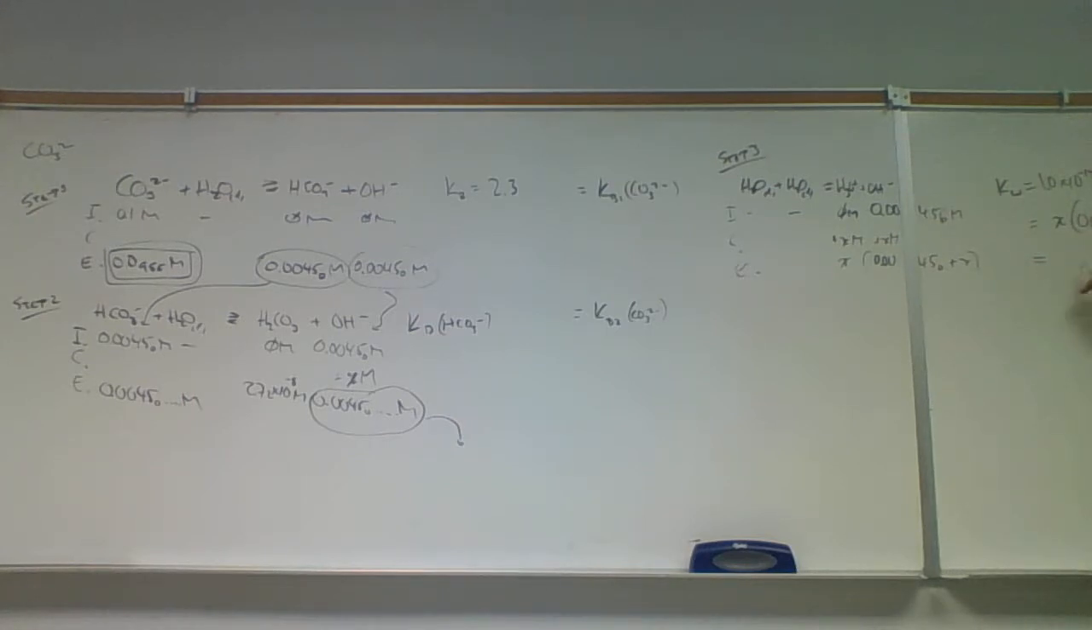And so let's go ahead and make the simplifying assumption that X is much smaller than 0.0045. So that's going to simplify it to 0.00450. Now this X doesn't drop out, but this X does drop out. And then solve for X.